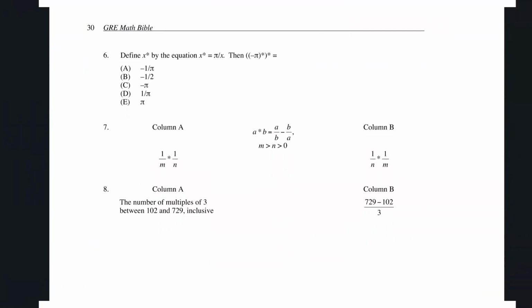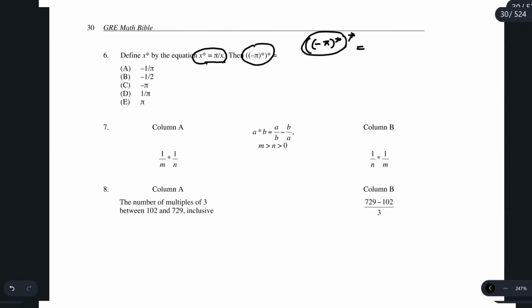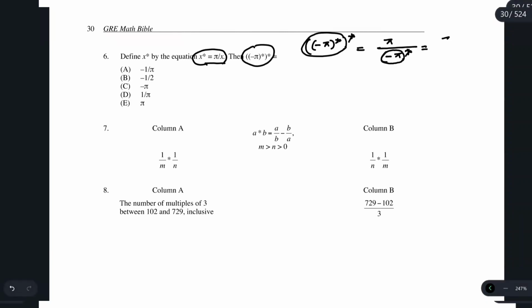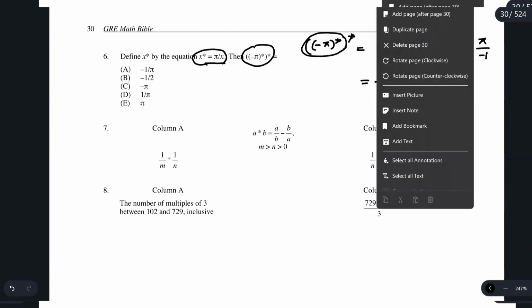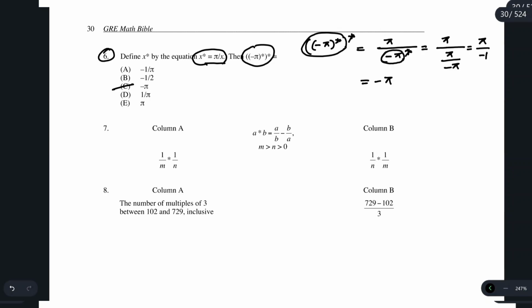Here we are given that x star is pi divided by x, or pi over x, and we have to figure out the value of this expression, minus pi star, and there is another star over it. First we try to derive it. We assume that the inner portion is x, so we can write it as pi over minus pi star. Now we consider this one as x, and the value is pi divided by pi over x, where x here is minus pi. That leads to pi divided by minus 1, which is minus pi. So the answer for question 6 should be C, or minus pi.